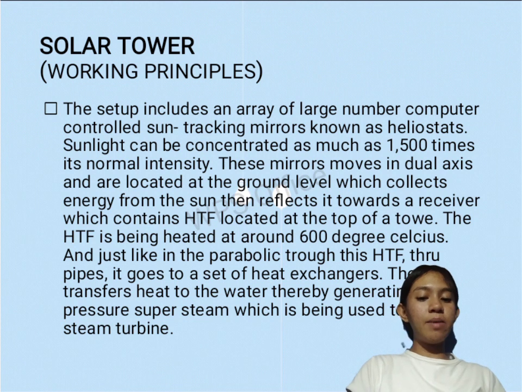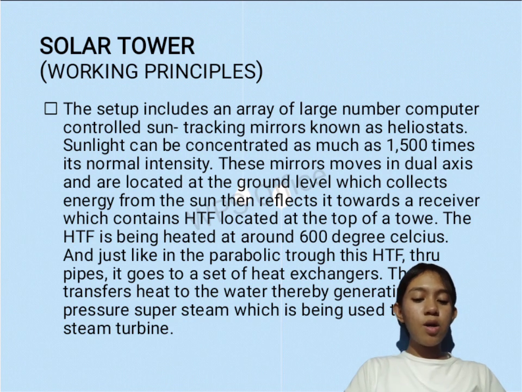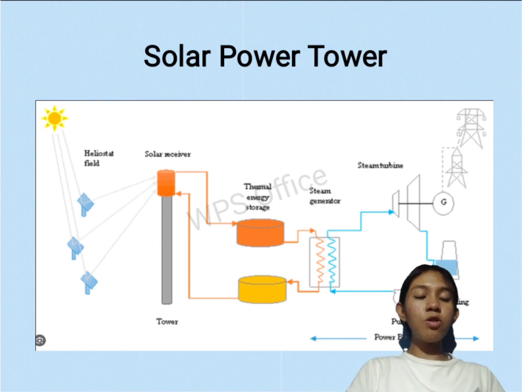The HTF is being heated at around 600 degrees Celsius, and just like the parabolic trough, this HTF goes through pipes to a set of heat exchangers. Then it transfers heat to the water, thereby generating high pressure super steam which is being used to turn a steam turbine. So yung solar tower, kinokonsist siya ng tracking mirrors which is computer controlled.